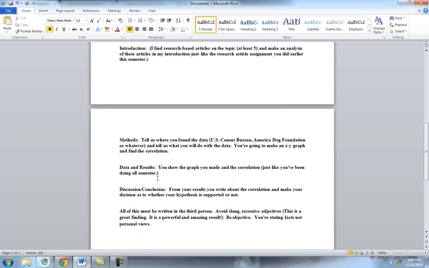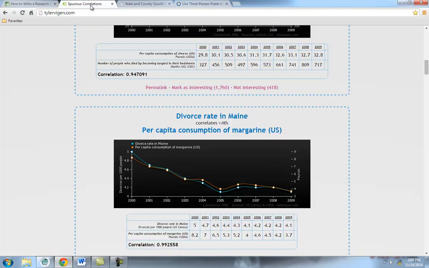The next thing is the data and results. You show the graph, and you make the correlation. So the graph should look something like this now, even though these are spurious. For instance, the divorce rate in Maine correlates with the per capita consumption of margarine in the United States. So apparently, the more margarine that people eat, the higher the, actually it should be negative here because it's going down. So there's a negative correlation here.